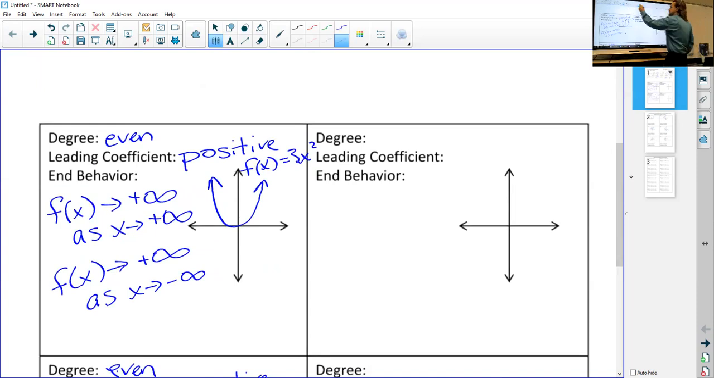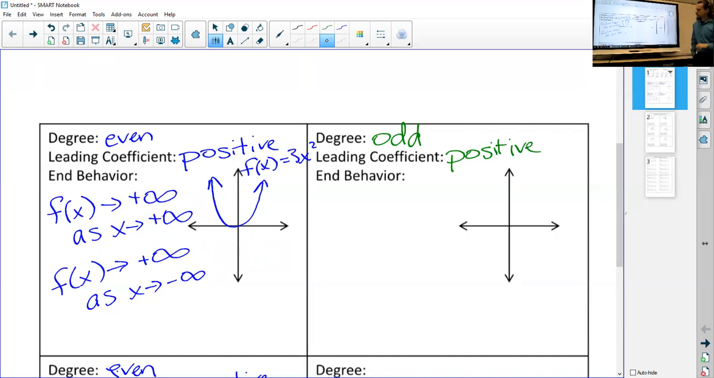All right, and then on the other side, we have our odd functions. Oh, no, sorry. I didn't mean to say odd functions. That's a different thing. Functions of an odd degree. That'll make sense later. But I did not say odd function.